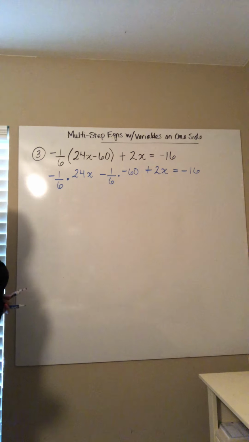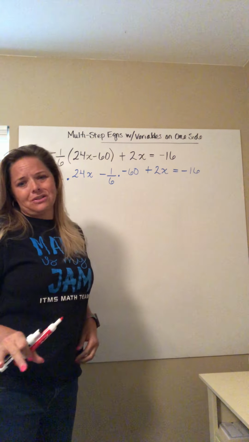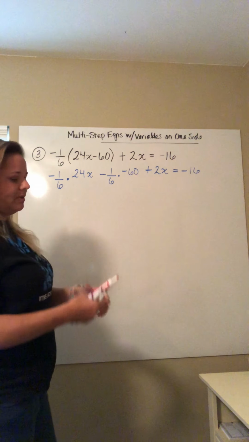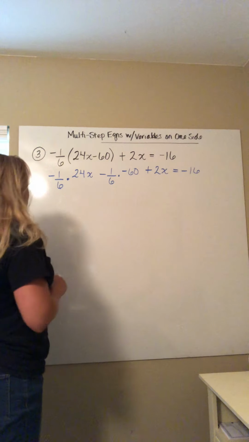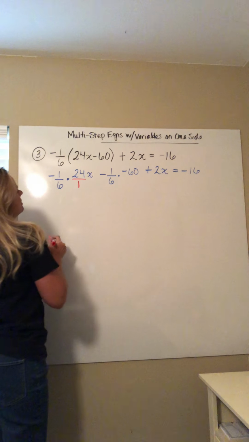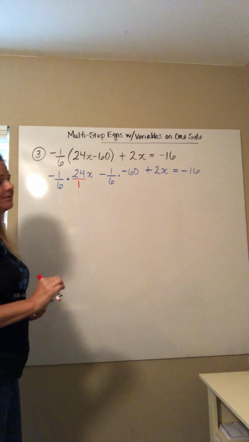Okay, now I'm back to like 6th grade. In 6th grade, you should have done tons and tons of fractions and decimals. So I'm multiplying negative 1/6 times 24. So I need to first make that 24 into a fraction as well. So I have negative 1/6 times 24 over 1.